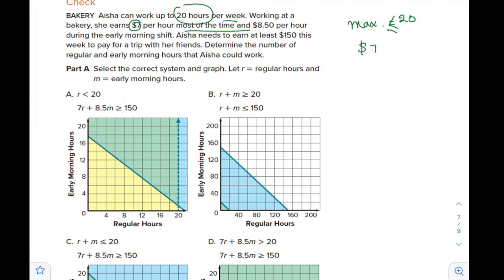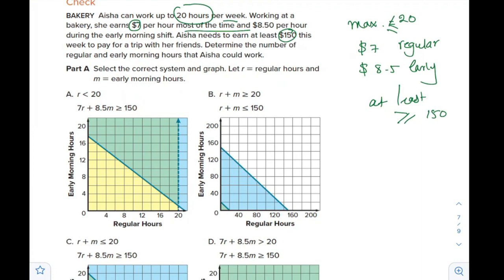So we have $7, the regular hours. This is the regular hours, I think. And $8.5 during the early morning. So this is the most of the time, the regular time. Okay, Aisha needs to earn at least $150 this week. So at least means more than or equal to $150 total.